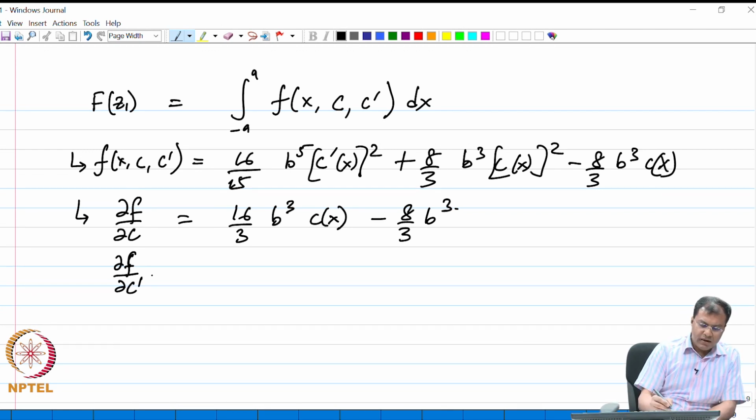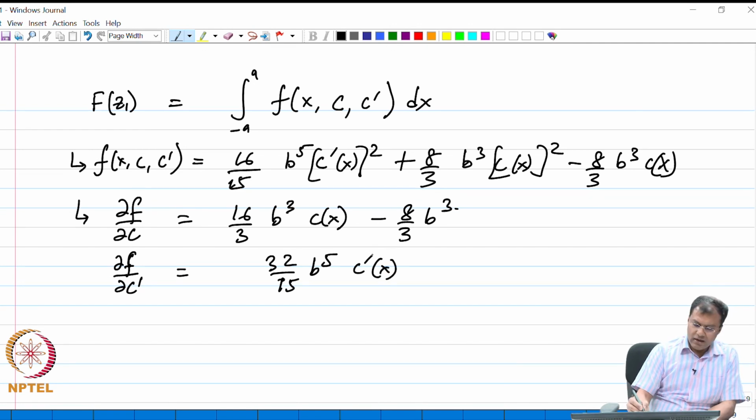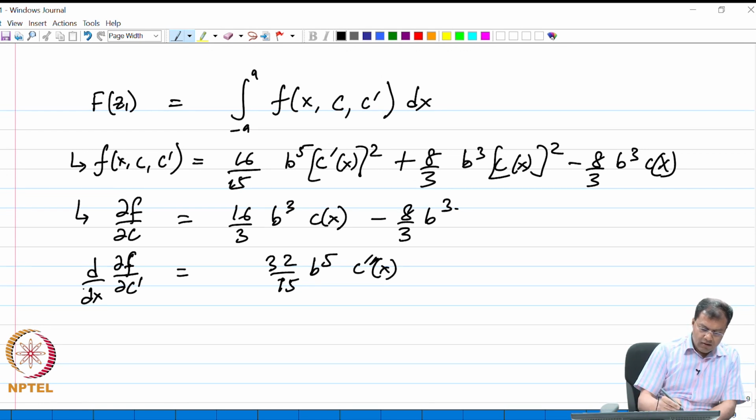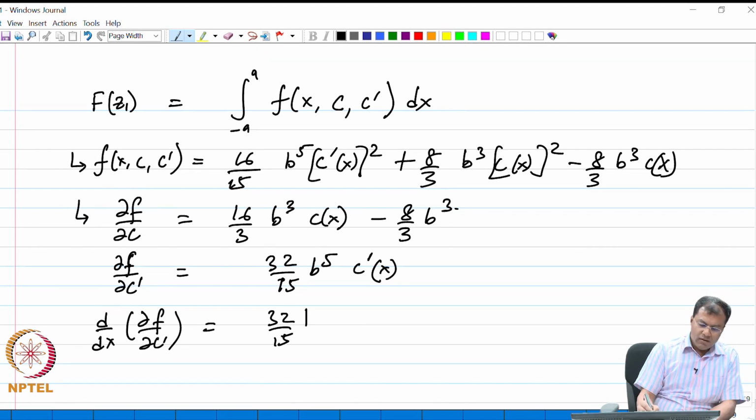So, del f by partial c prime gives me the following quantity: 32 by 15 b to the power 5 c prime of x, c double prime of x, right. Let me further differentiate with respect to x. So, that is what we get. Okay. So, then, let me keep these two terms separate because I need both the terms. So, this is c prime, and also the total derivative of partial f partial c prime is 32 by 15 b to the power 5 c double prime of x.